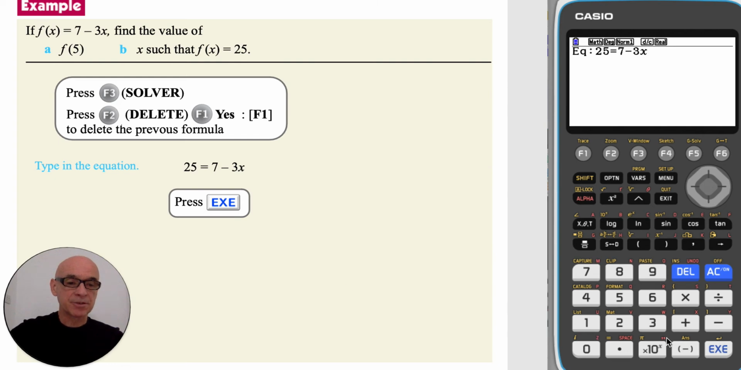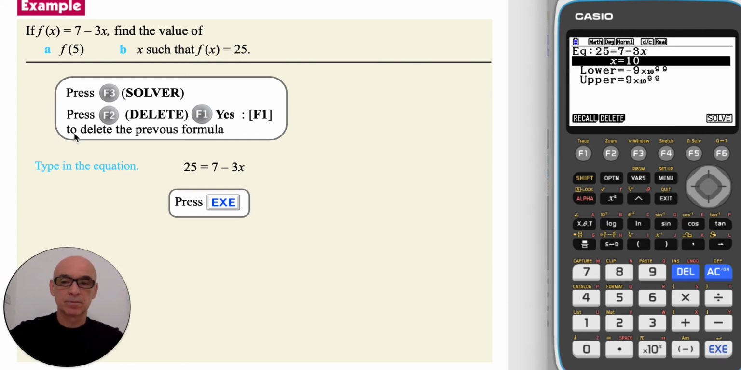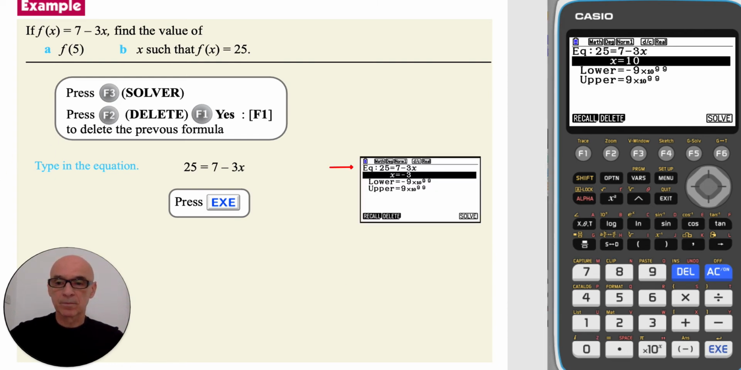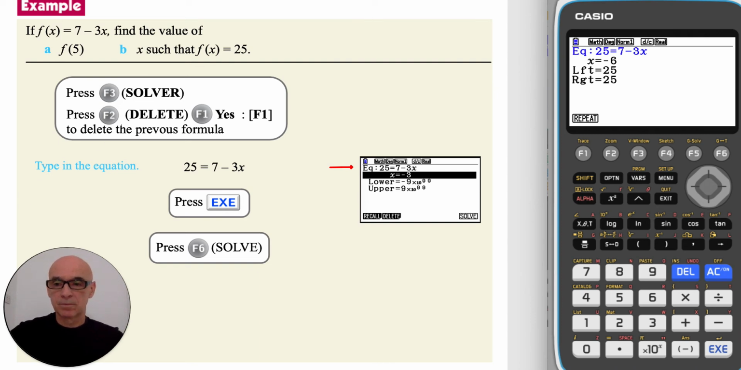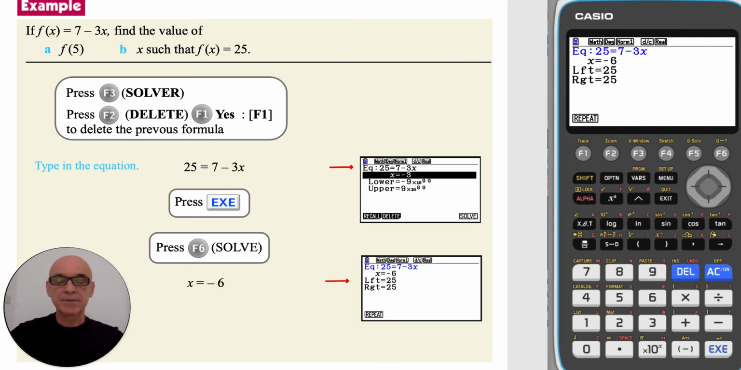Pressing execute to enter the equation, and noting that the number next to X is not the solution to the equation as we haven't pressed solve yet. Pressing F6 to solve the equation gives x equals -6, as before. So if f of x equals 25, then x has to equal -6.